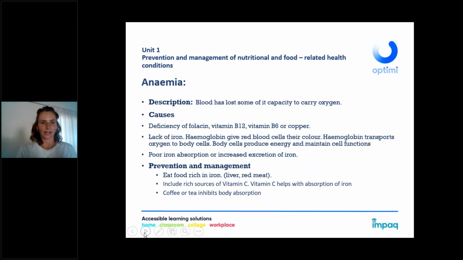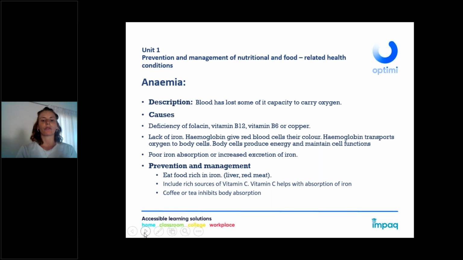What causes anemia is a deficiency in folacin, vitamin B12, and vitamin B6 or copper. But the most important one here is iron. Iron gives the red blood cells their color and also helps the red blood cells to carry the oxygen where it's supposed to be. It also gives the cells the energy to maintain this function. So let's backtrack. If you don't take enough iron, your blood cells cannot carry oxygen, which causes anemia, which is then a health-related condition.